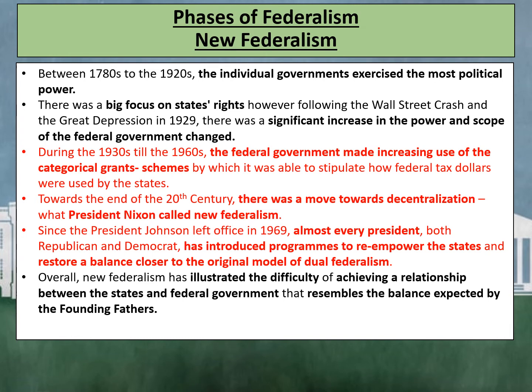However, following the Wall Street crash and the Great Depression in 1929, there was a significant increase in the power and scope of the federal government. During the 1930s to the 1960s, the federal government made increasing use of categorical grant schemes, by which it was able to stimulate how federal tax dollars were used by the states. Towards the end of the 20th century, there was a move towards decentralization, what President Nixon called New Federalism. This era saw the rise of block grants, money given to states by the federal government to be used at their discretion within broad policy areas.